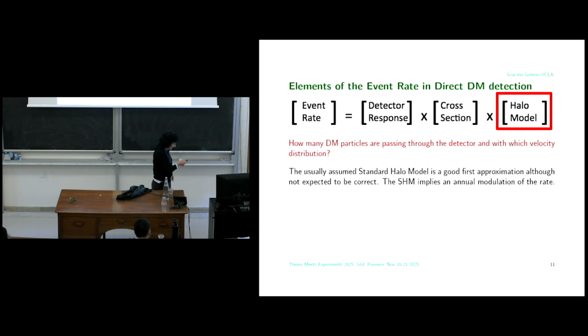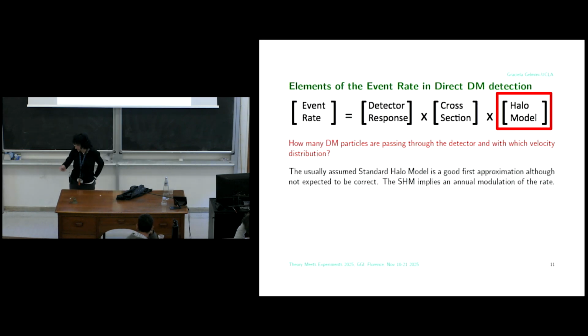Okay, so now I'm going to stop talking about cross-sections. We devoted a lot of time to cross-sections, and let us talk about the halo model. This responds to the question: how many dark matter particles are passing through the detector, and with which velocity distribution? This is very important. If you don't have particles in your detector, you are going to detect nothing.